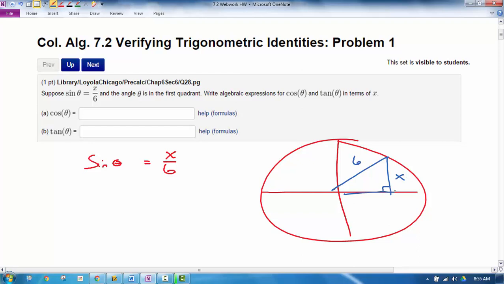We can do the Pythagorean theorem then to get this side as the square root of 36 minus x squared. And now we can answer this. It wants the cosine of theta in terms of x, so cosine's adjacent over hypotenuse, so that'd be square root of 36 minus x squared all over 6. And tangent's opposite over adjacent, so that'd be x divided by the square root of 36 minus x squared.